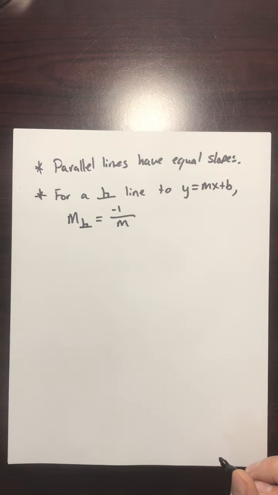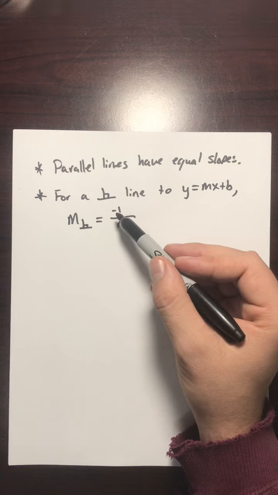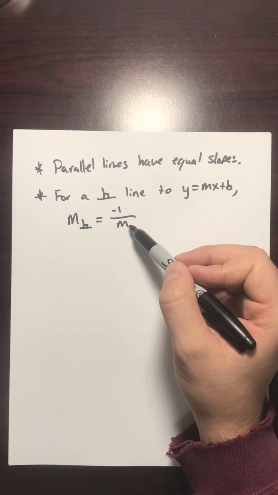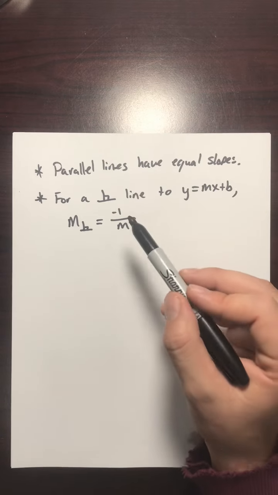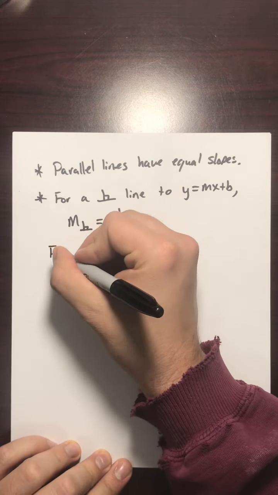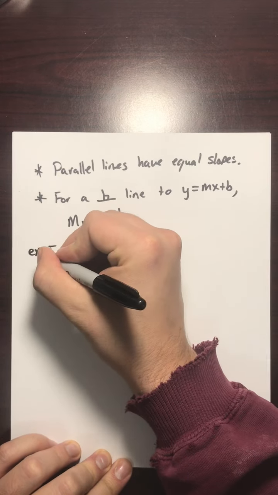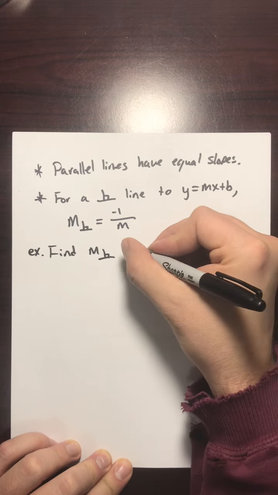Parallel lines have equal slopes, and for a perpendicular line to y equals mx plus b, the perpendicular slope is the negative reciprocal of the slope. So if the slope is m, you flip the fraction and multiply by -1, and then you have the perpendicular slope. So let's find m perpendicular.